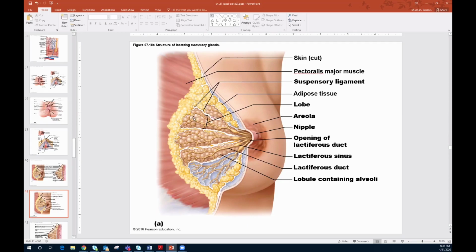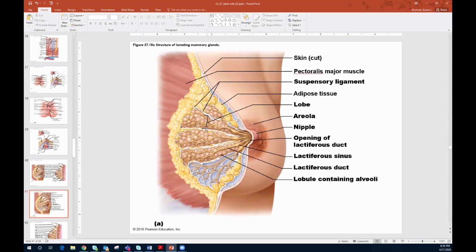All right, so looking at the structure in here, you only develop this if you are nursing. Otherwise, it stays in a very rudimentary state. So you have these lobes that are separated from each other by these little fibrous connective tissues and fats. The lobes have lobules that contain alveoli. Alveoli, in this case, their job is to make milk.